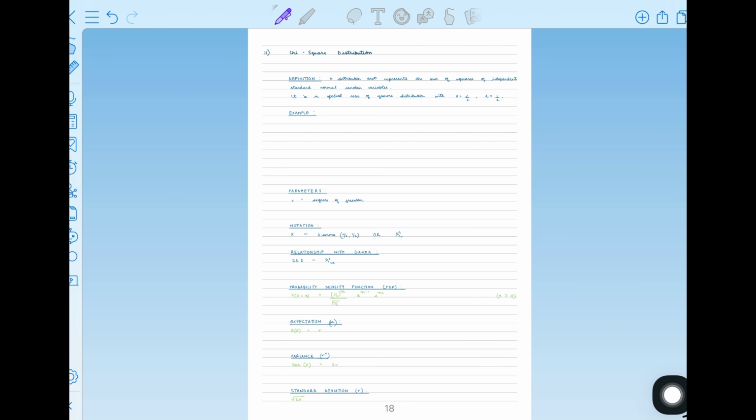The second subtype we'll be covering is chi-square distribution. This is a special case with alpha equal to v upon 2, where v represents the degrees of freedom, and lambda equal to 1 by 2.